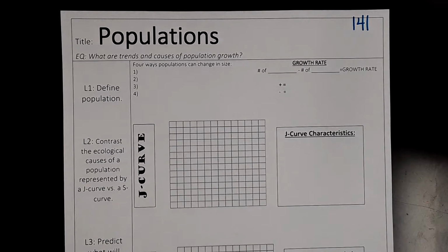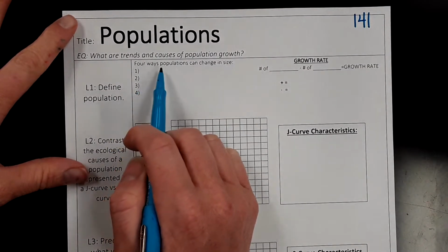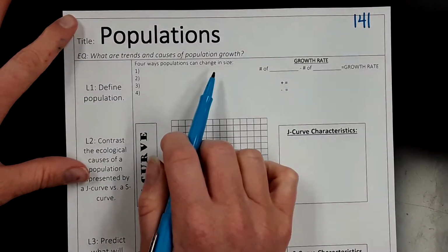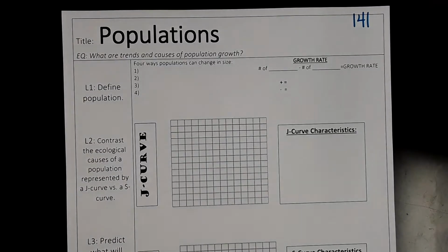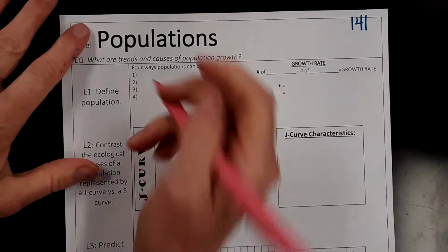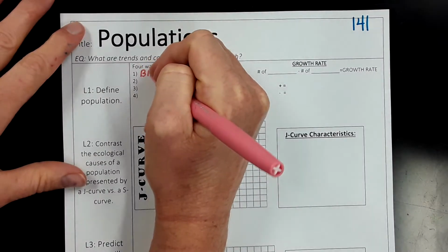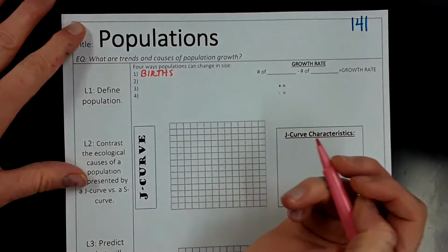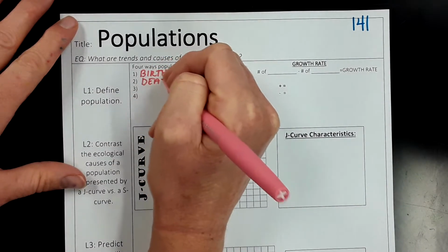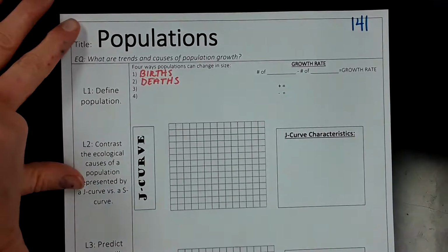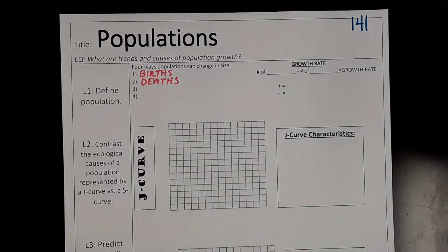Today's topic is populations and what are trends and causes of population growth. So we're going to look at a couple different population curves and think about how populations grow and what are some ways that they change. We're going to start with just what are 4 ways that a population can change in size. The population will get bigger or will grow if there are more individuals born, so if we have births or reproduction. The population could change in size when an individual dies. So population growth depends on the number of births, the number of deaths. And then we also have changes in population based on whether people are coming into the population or leaving the population.